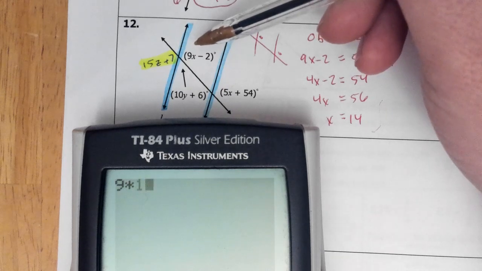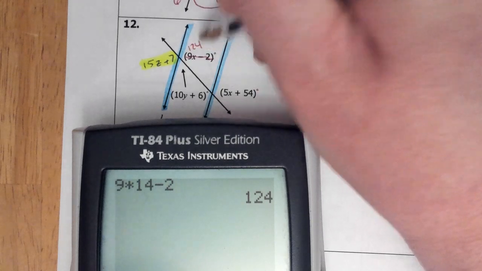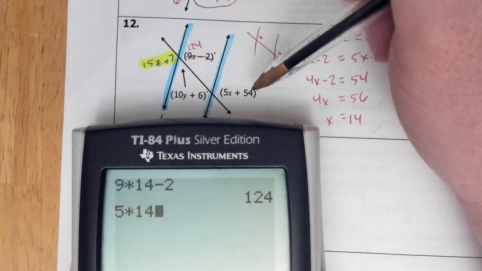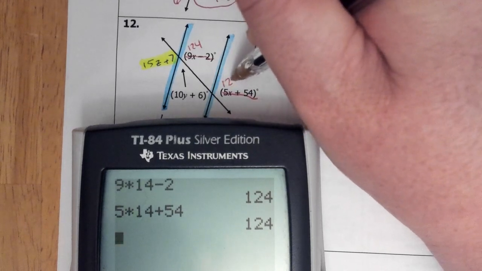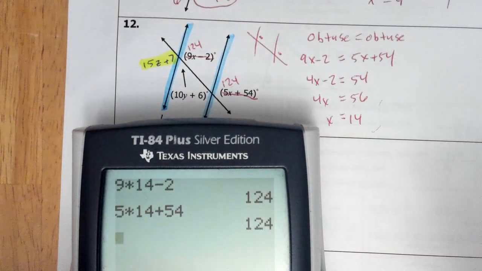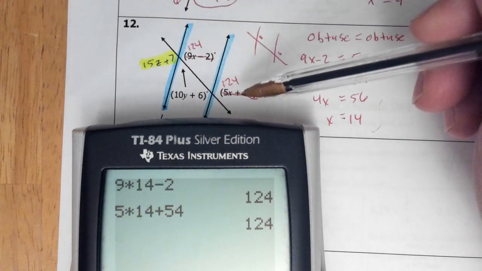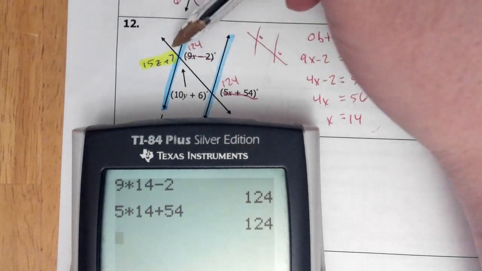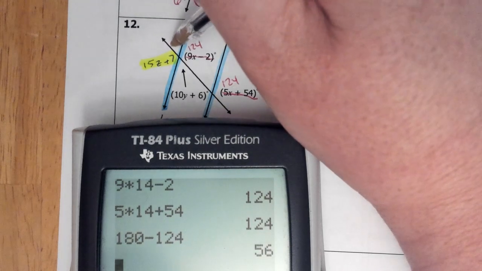9 times 14, subtract that 2, and this angle right here comes to 124. And I'm putting it as far into that corner as I can. And this angle, 5 times 14 plus 54, I also get 124. They were both supposed to be equal to each other, so I know I'm doing this right. Now that I have this, I'm going to find all of the other angles. So this angle is 124. To find the acute angle, I just subtract from 180. So 180 minus 124, this angle will be 56.